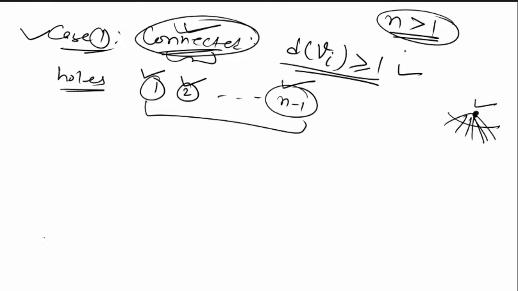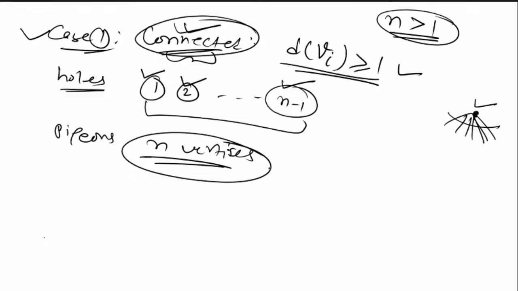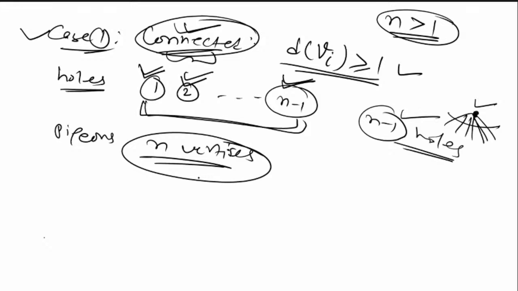But in total, how many vertices do you have? Total n vertices. So these are the pigeons. You have n vertices and only n minus 1 holes. In total, how many holes do you have? Total 1 to n minus 1, that is only n minus 1 holes. So n minus 1 holes and n pigeons.